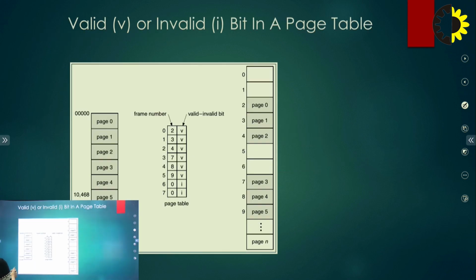Now see here, pages 0, 1, 2, 3, 4, 5, right? Now the page table will have two entries, one for the frame number and the other for the valid-invalid bit. Now this particular page, page 0, right? We have pages 0 to 5 only. Pages 0 to 5 will all have valid bits because they are in the page table, which means they are present in the logical memory. Pages 6 and 7 are not there in the logical memory, so their bit is set as invalid, which says that it is not there in the logical memory.